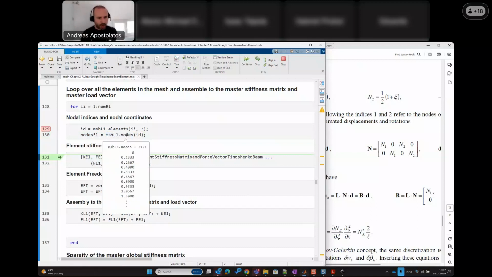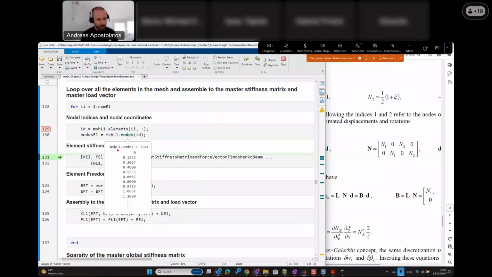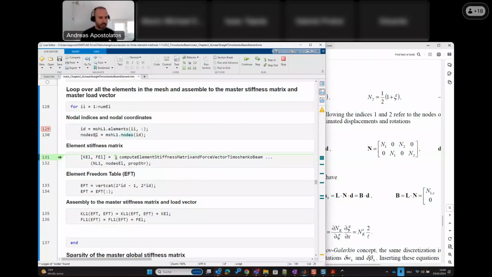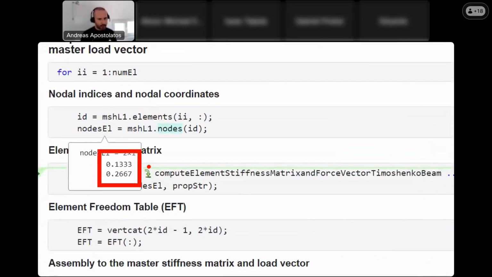So if you see, the nodes is already an array of 31 elements, like a column vector basically. And we say we want the second and the third element. So if I show you this, you can already tell that the second and third elements are these two things here. And that's exactly what it is. If I put my cursor here, you will see that that's exactly the two numbers.